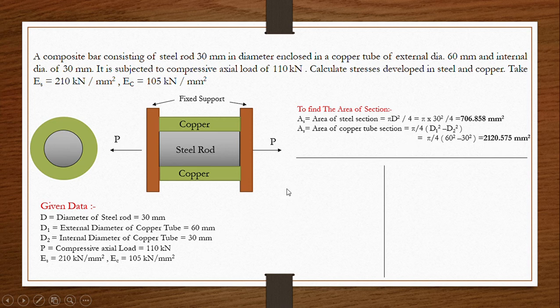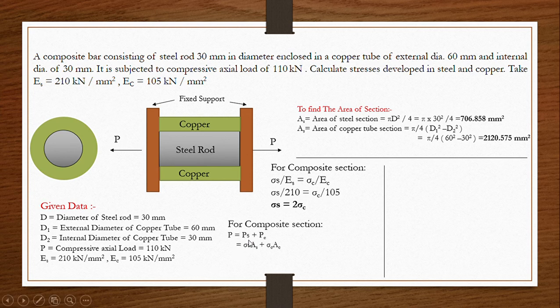2120.575 mm square. For a composite section, sigma s divided by Es is equal to sigma c divided by Ec, that is sigma 1 divided by E1 is equal to sigma 2 divided by E2, as it is. Putting the values of Es and Ec, we get sigma s divided by 210 is equal to sigma c divided by 105. Taking it in multiple form, sigma s equals sigma c divided by 105 into 210. As per the calculation, 210 over 105 gives 2, so we get sigma s equals 2 into sigma c.